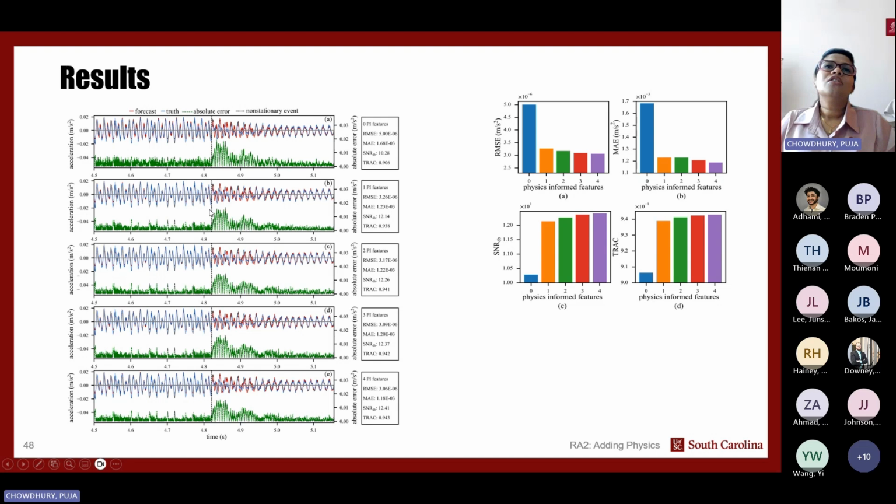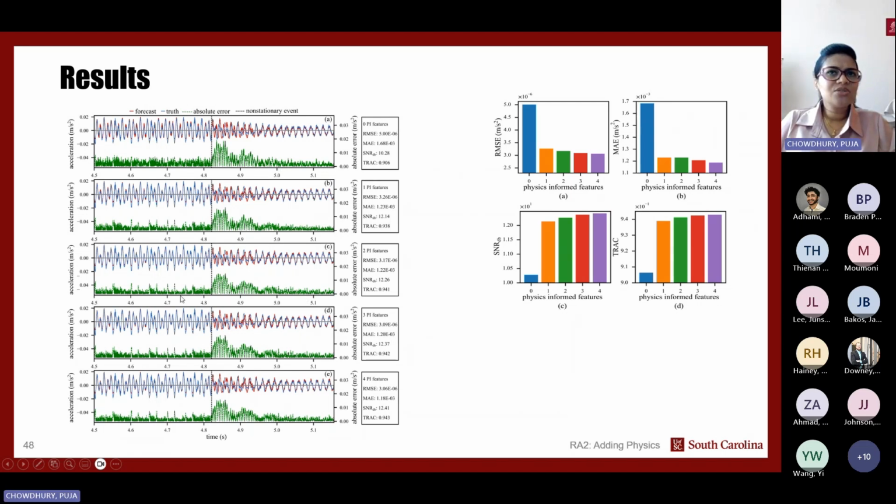Again, we don't stop with the metrics; we can look at the time series plot. Here we can see the red is the forecast, blue is the truth, and the green is the absolute error. The non-stationary event is here, the black dotted line. From all of these predictions, when the sudden impact happened, we can see a high chunk of error. Then after a certain time, it goes down.